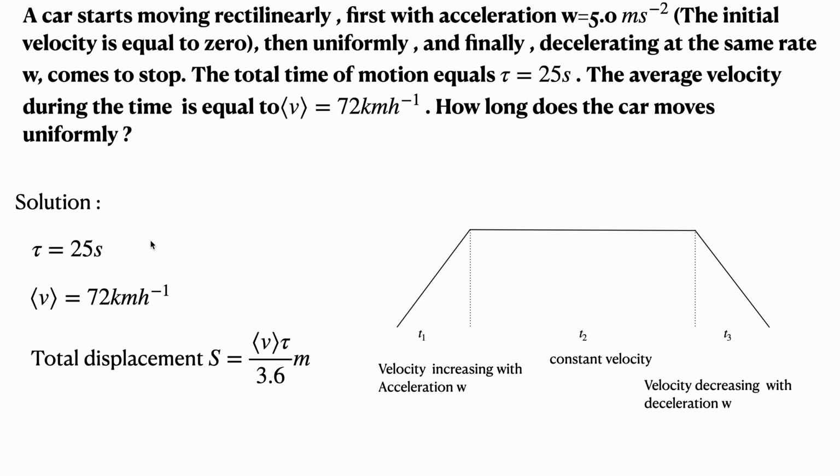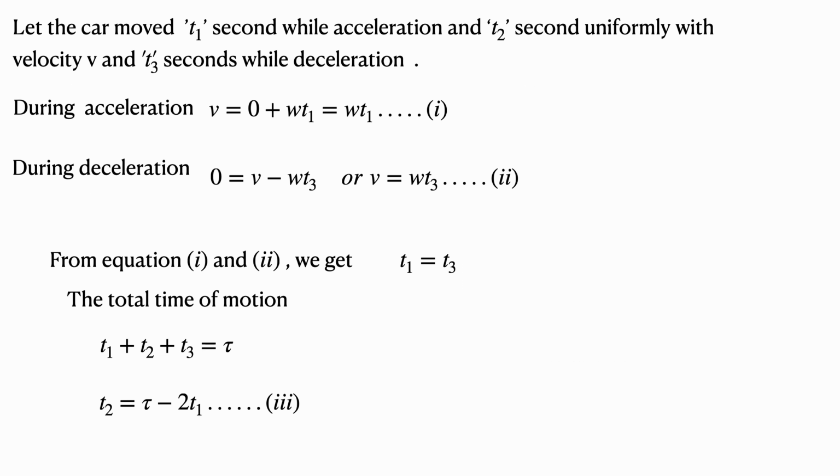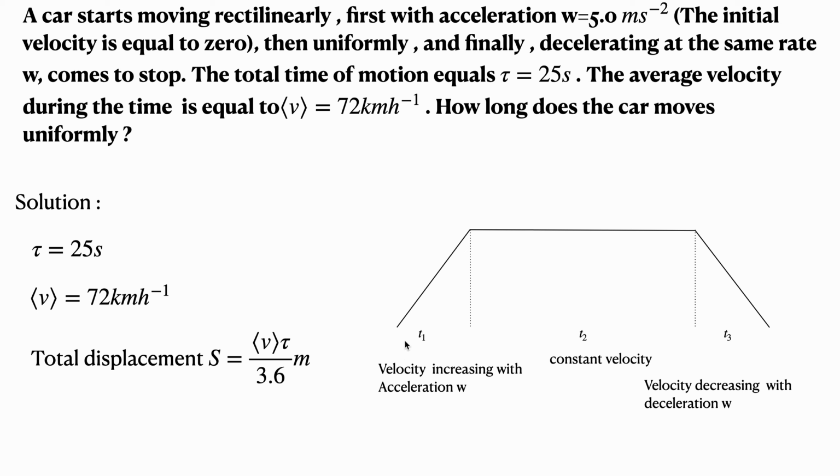In this question, the duration of travel is tau equals 25 seconds, v average equals 72 km per hour. So we can obtain the total displacement s as v average tau divided by 3.6 meter. Let the car move t1 second while accelerating, t2 second in uniform motion with velocity v, and t3 second while decelerating. As shown in this figure, this is the time duration for the acceleration, this is the time duration for uniform motion, and this is the time duration while deceleration.